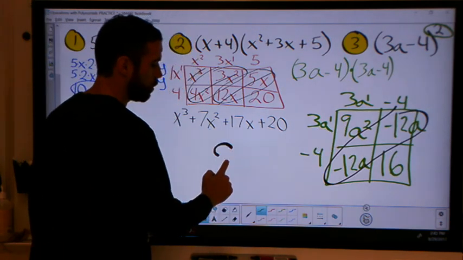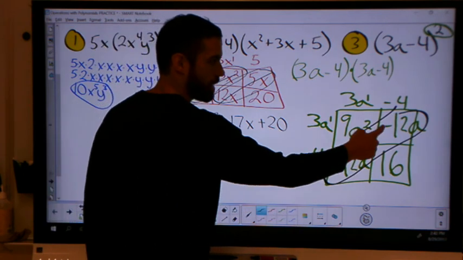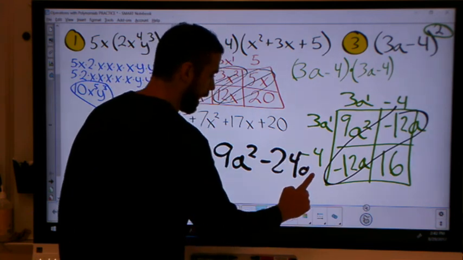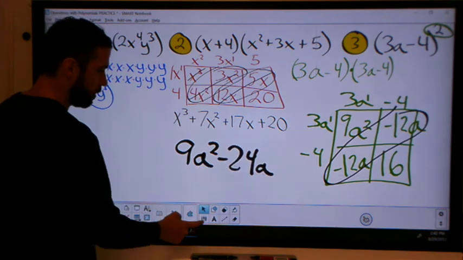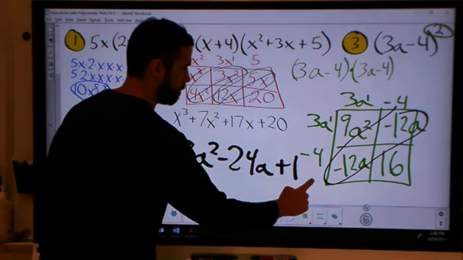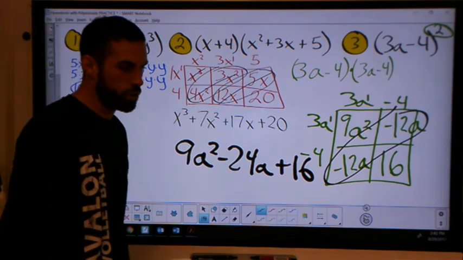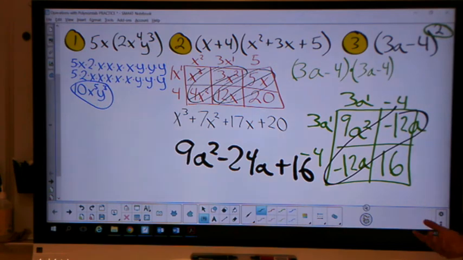9a squared would go down first. Negative 12a and negative 12a would combine to make negative 24a. And then the 16 would just tag along for the final answer as a plus 16. And that is the answer. Again, the order didn't matter. As long as all things that were positive and negative were positive and negative, then you're good to go.